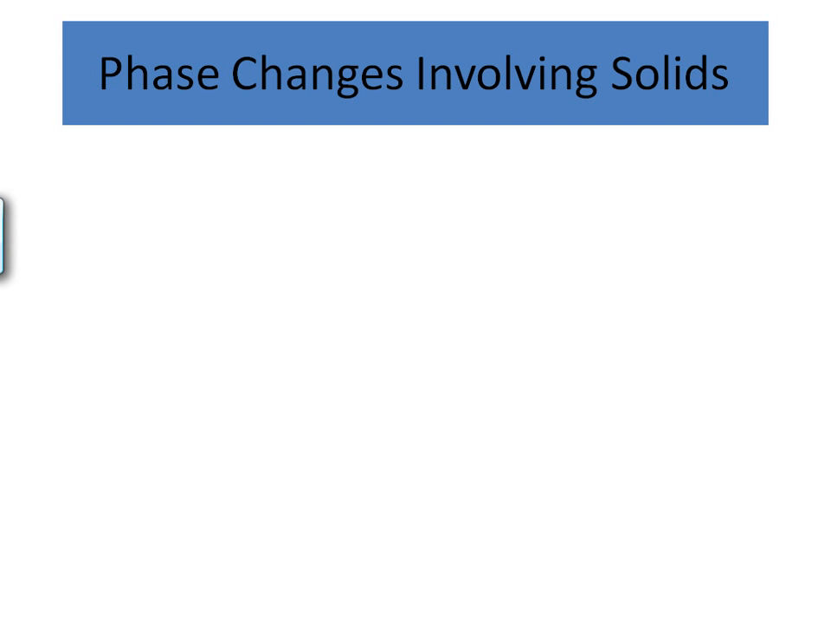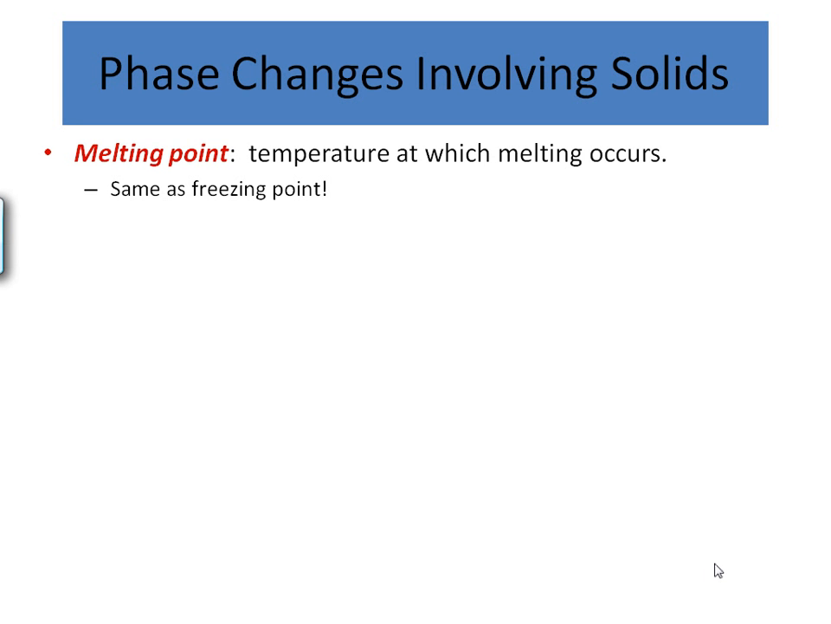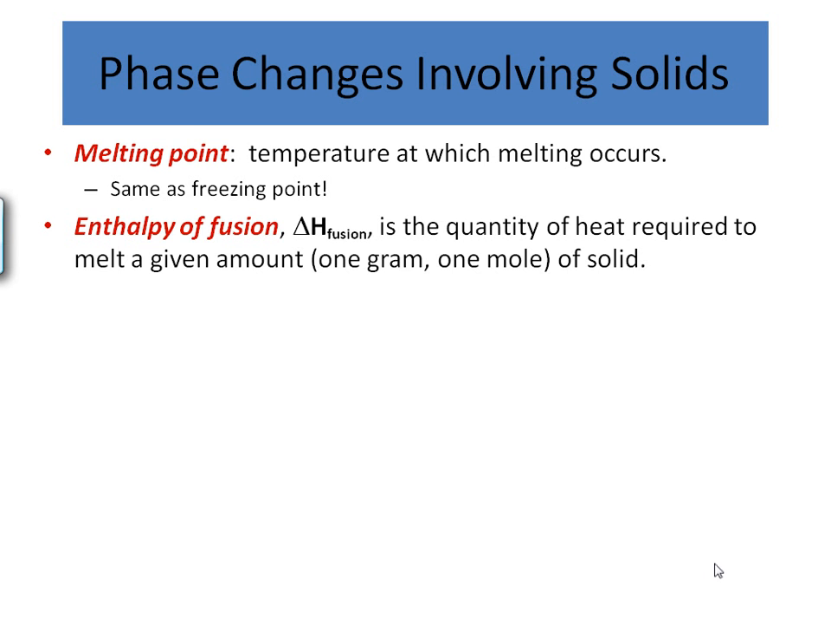Okay, we're going to look in this discussion at phase changes involving solids. Okay, melting point, temperature at which melting occurs, and when we're talking about the energy required to melt a substance, we are talking about the enthalpy of fusion. So that's the quantity of heat required to melt a given amount of a solid.